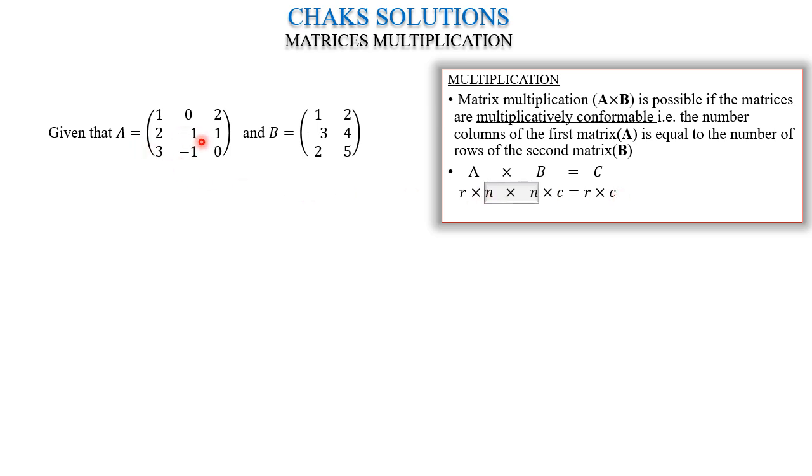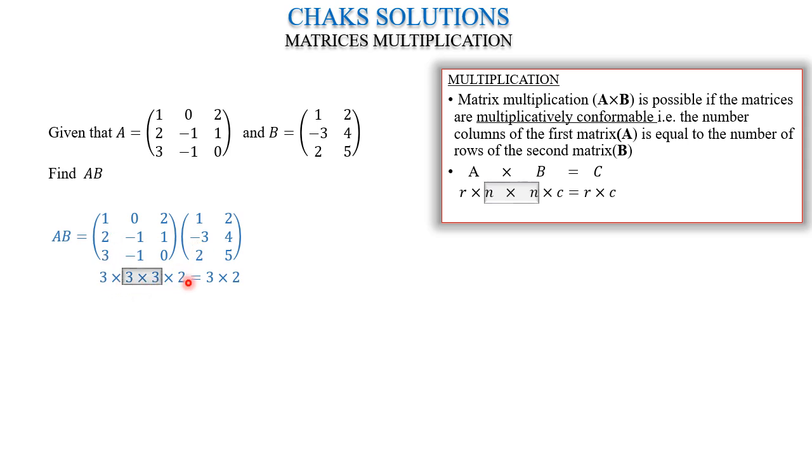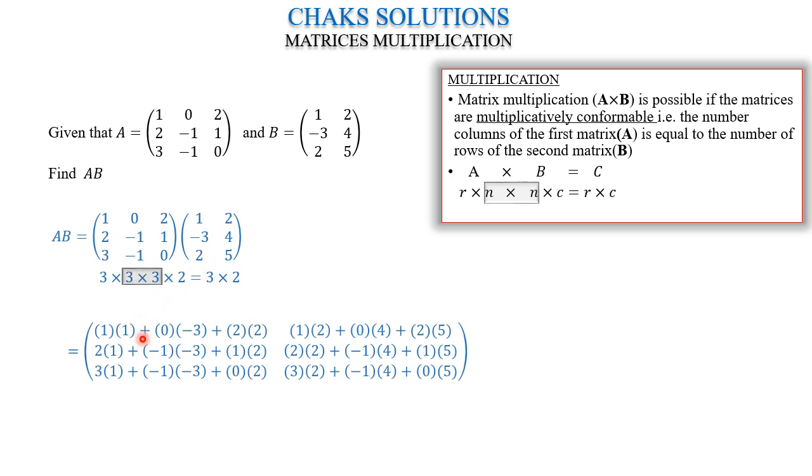Given that A is equal to this matrix and B equals to this matrix, find AB. So we need to find A times B. Just put A in the place of A, then B in the place of B. You can see A is a 3 by 3, then B is a 3 by 2. The number of columns of the first matrix is equal to the number of rows of the second matrix. So this will result in a 3 by 2 matrix. Let's multiply A times B here.